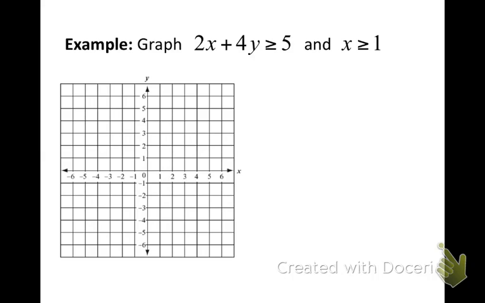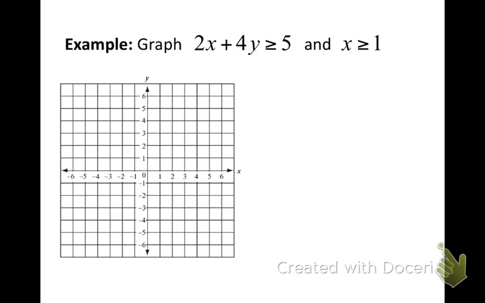We have one inequality of 2x plus 4y is greater than or equal to 5, and x is greater than or equal to 1. So this is an and compound inequality. I'm going to make a quick lazy graph, about 5 units in all directions. That should be good enough. So that means I'm looking for the intersection of the 2.